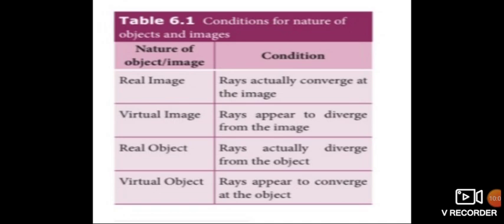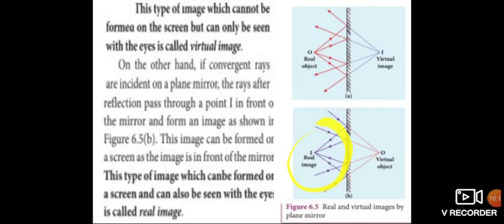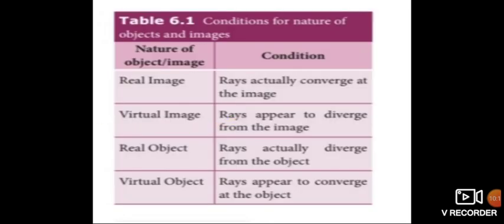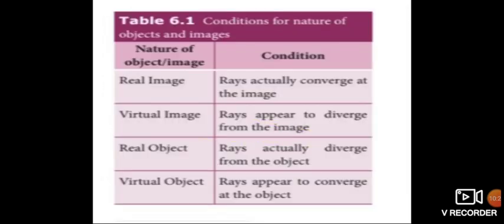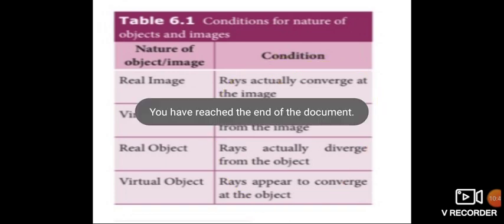Conditions for the nature of the object and image. For a real image, rays actually converge at the image. For a virtual image, the rays appear to diverge from the image. For a real object, rays actually diverge from the object. For a virtual object, rays appear to converge at the object. These are the conditions. Okay, thank you, students.